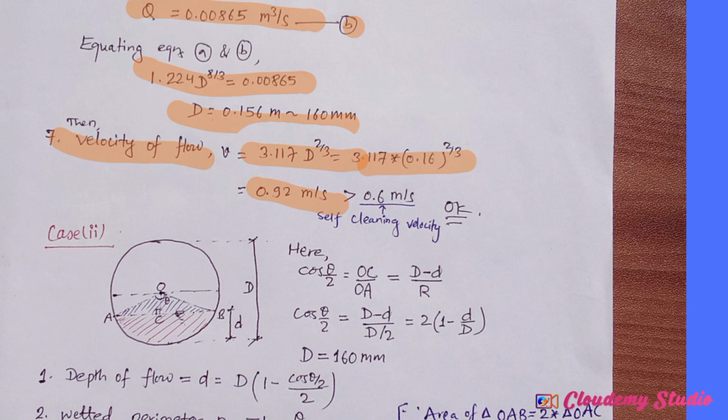This is the half full running condition, that is the maximum flow. The velocity of flow is 0.92 meter per second, which is greater than the self-cleansing velocity of sewer lines, that is 0.6 meter per second. That's why it is okay. The diameter of the PVC pipe is taken as 16 centimeter, which gives the velocity of flow as 0.92 meter per second for the given discharge of sewage.